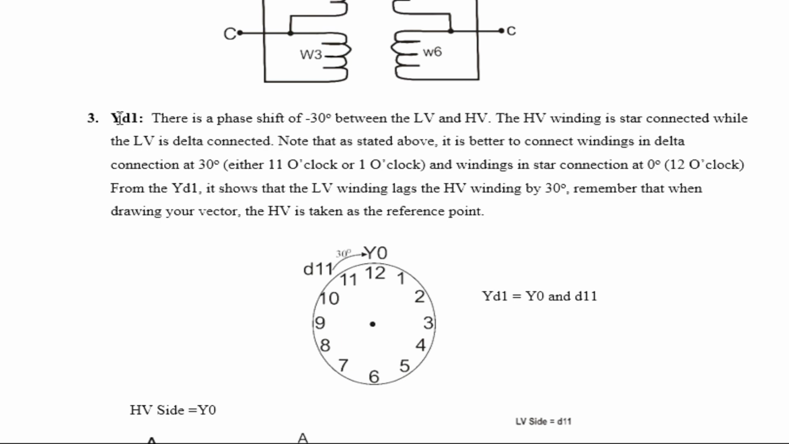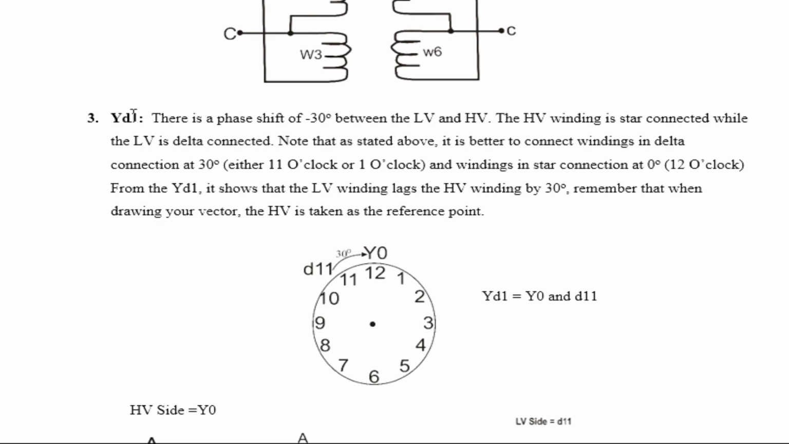And I told you that your reference point is your high voltage winding. It's your low voltage winding that displaces to suit the high voltage winding. So if you have your Y now and you have 30 degrees, this is to show you that your low voltage winding is lagging behind the high voltage winding by 30 degrees.